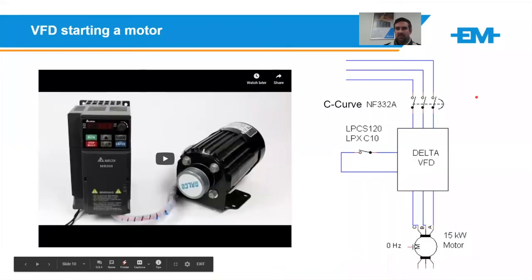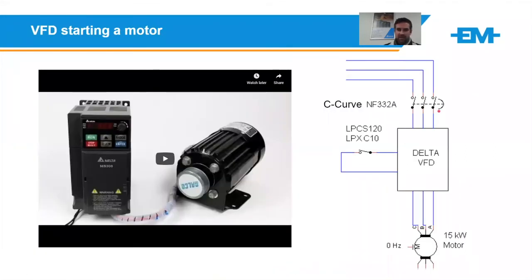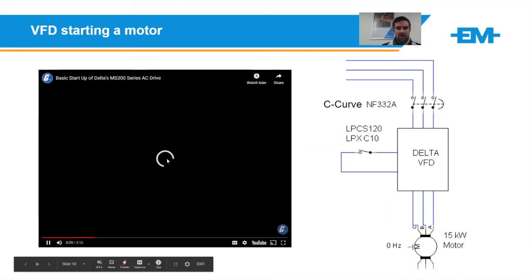Just looking at the drive's control and power circuit, it's a lot simpler than that of a direct online starter. All the protection is built inside of the drive, and the breaker is just here for cable protection. The controls are made a lot simpler because again, all the logic is built inside of the drive, so your controls can be simplified. Just looking up at a startup video of a drive versus the previous video.